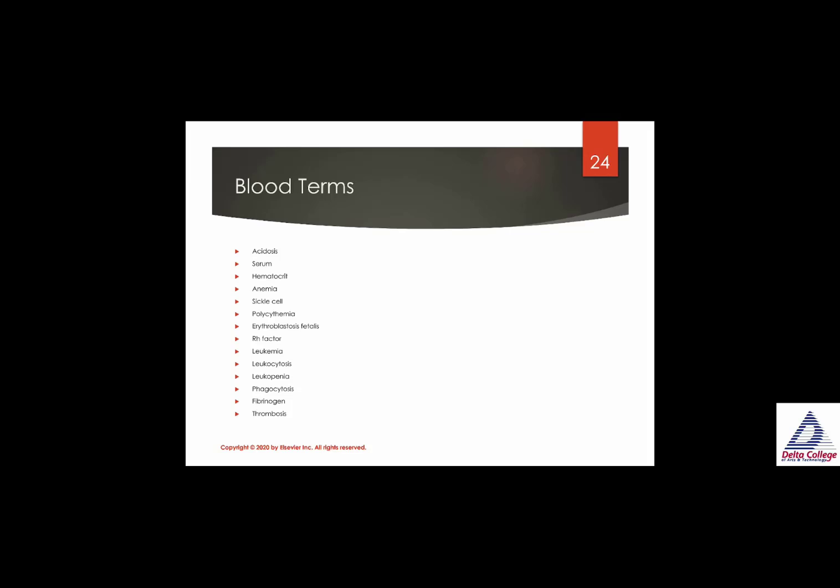Some other terms, make sure that you understand. You can look them up in the back of the book. Acidosis is when the blood pH drops below 7.35. Okay. Below 7.35 is acidosis. Above 7.45 is alkalosis. We've already gone through most of the other terms. Polycythemia is too many red blood cells. Leukemia is too few white blood cells. And we've discussed some of the other terms here.